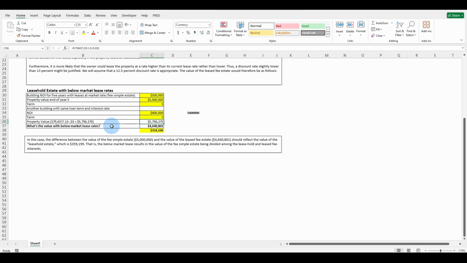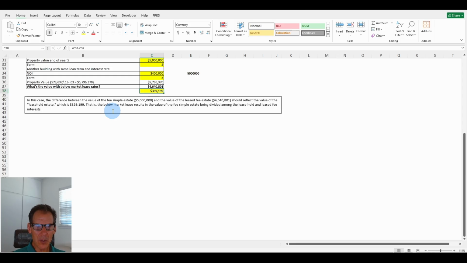And then what's the value with the below market lease rate? They use this, PV 12.5, 400 versus the 579. They're saying here's the value of the market lease, 464. And this 359 is C31, which would be this 5 million minus this 464 is 359.